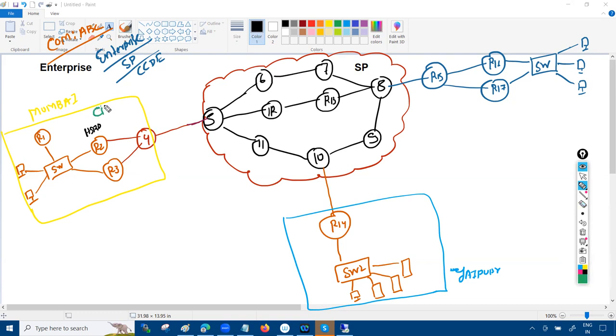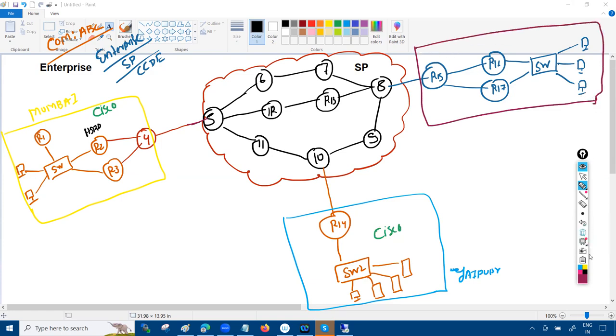All of them are running with the Cisco box. In this Jaipur location, they are also running with a Cisco box. But at this different location right now, they are running with different multi-vendor technology. So I can call this one, they are running with a Juniper. This one is running with a Juniper router, and this one is running with a Cisco router.